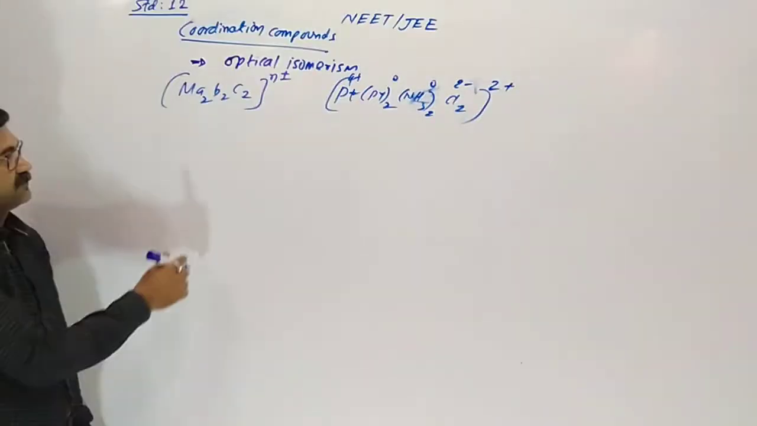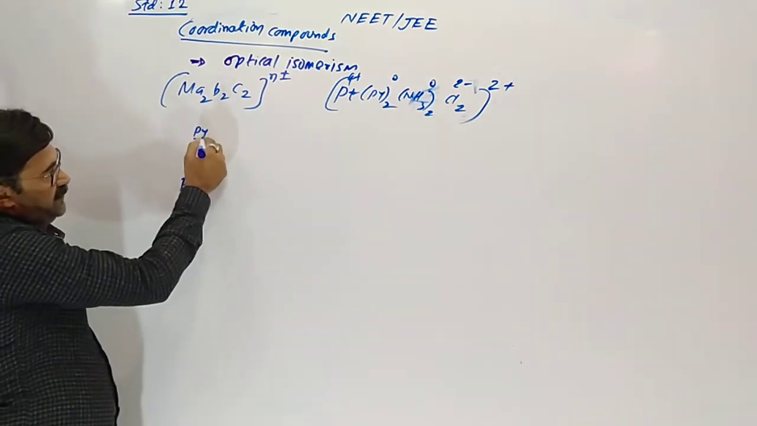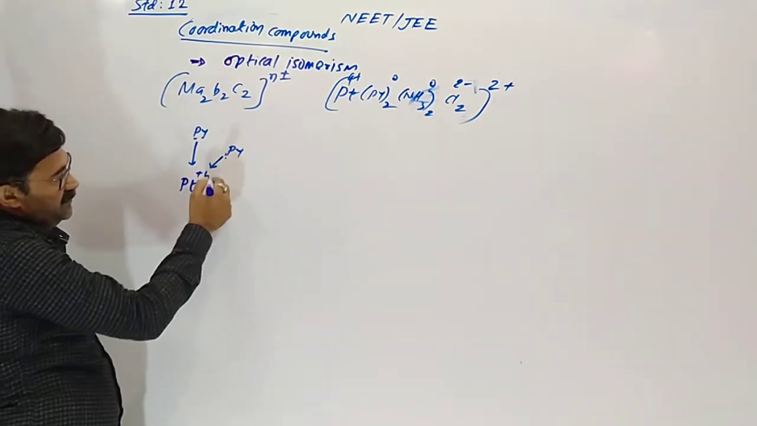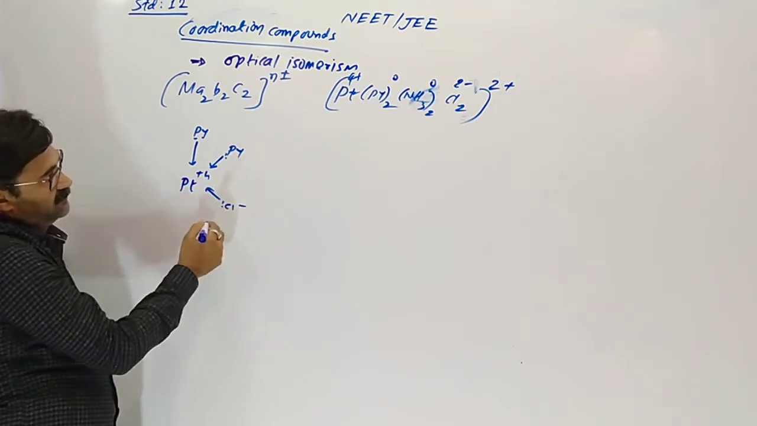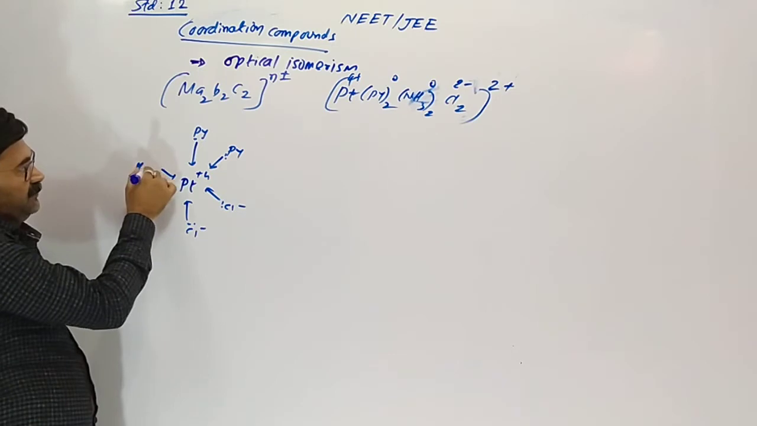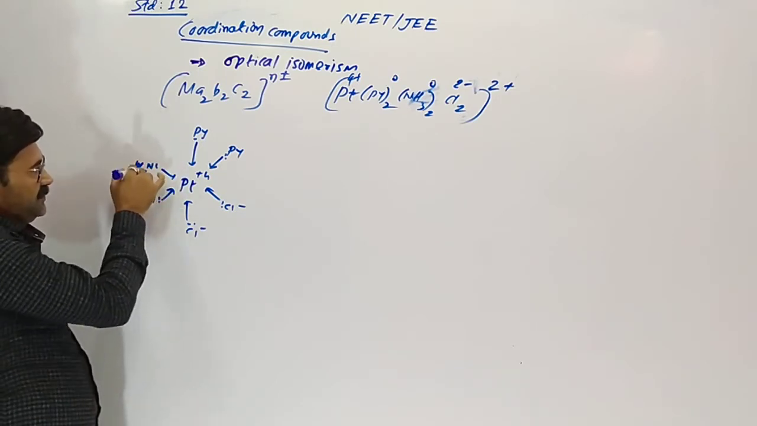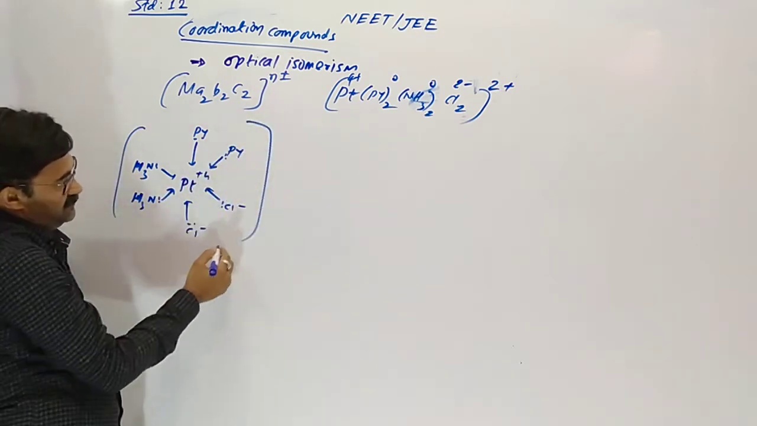This one also gives 1 cis and 1 trans. How? With platinum +4, 2 pyridine are close to each other, 2 chlorido close to each other, 2 amine close to each other. So this one is a cis.